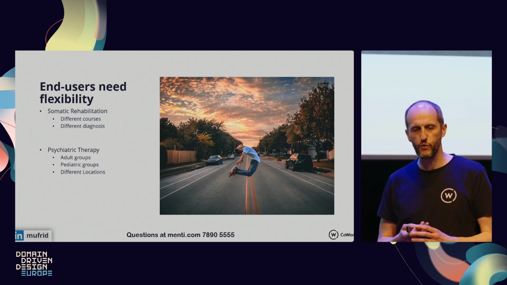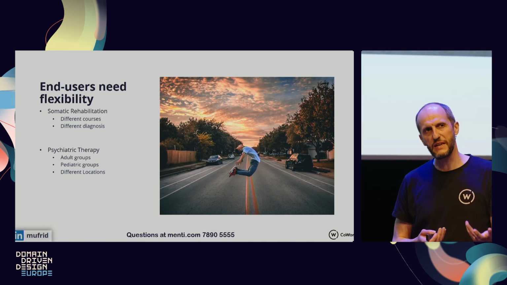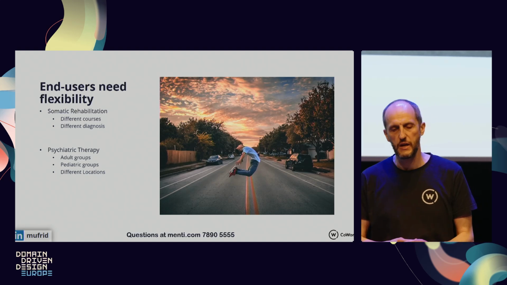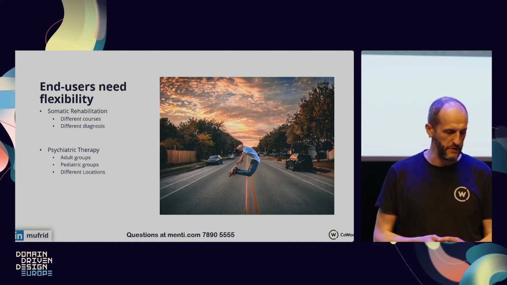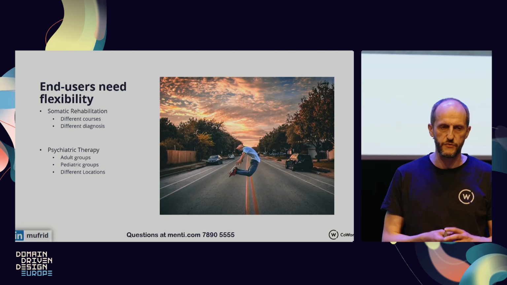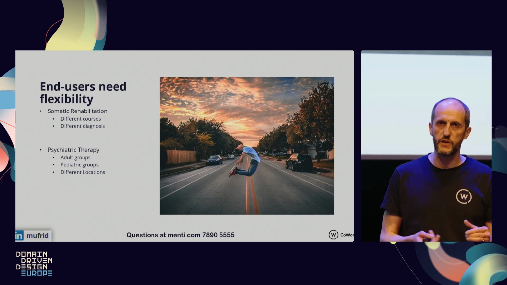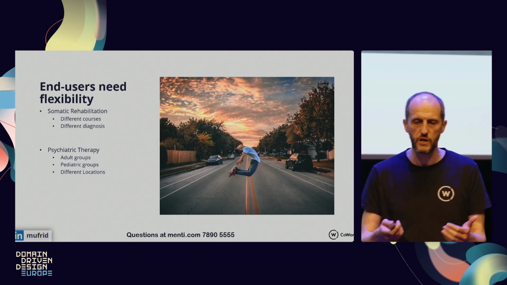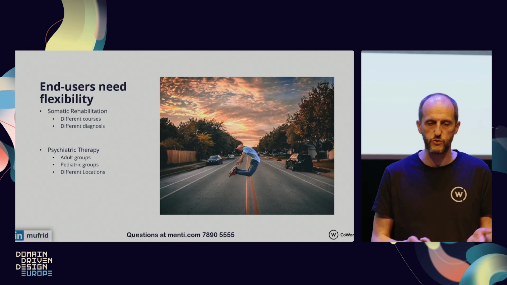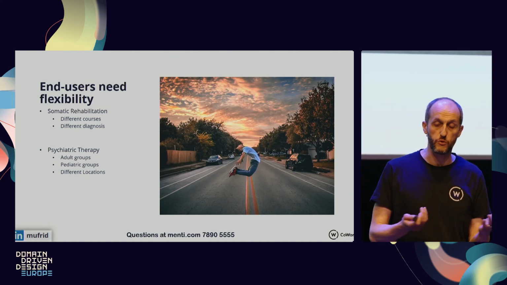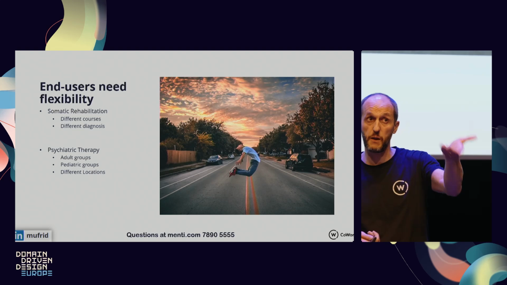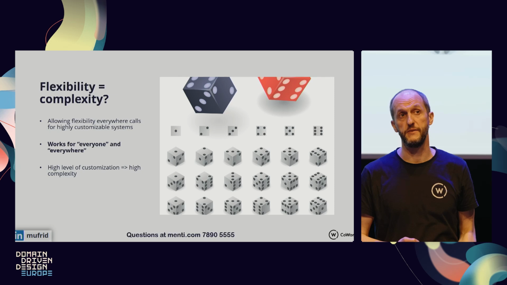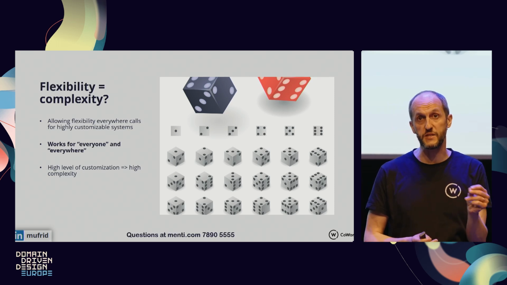So when you're doing interviewing, you understand that end users need flexibility. They don't want to be constrained by the structure of the system. So we saw it in the somatic department. They had different courses and different diagnoses to deal with. On psychiatry, they had to deal with both adult patients and pediatric patients, different locations. So we need to maintain that flexibility for the users to fulfill their needs. However, flexibility comes with a cost, and one way to detect complexity is to look for overly flexible parts of the system.